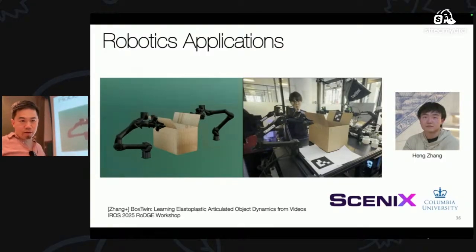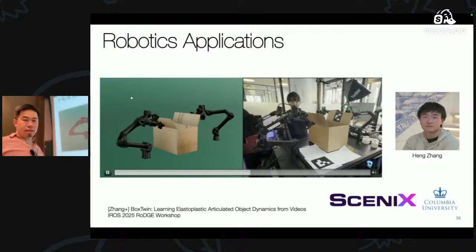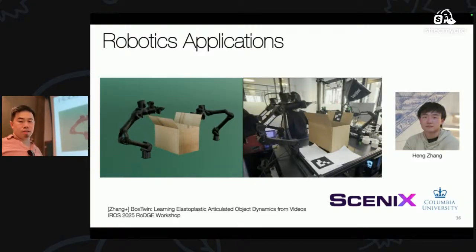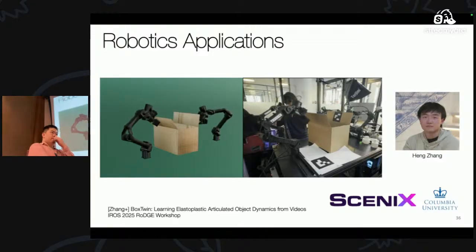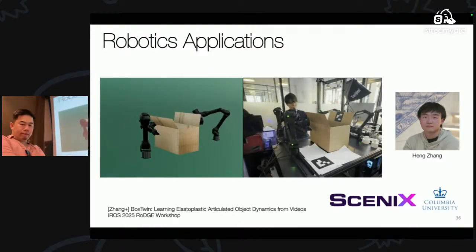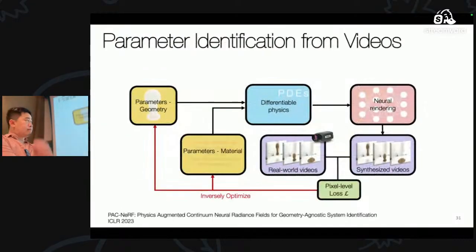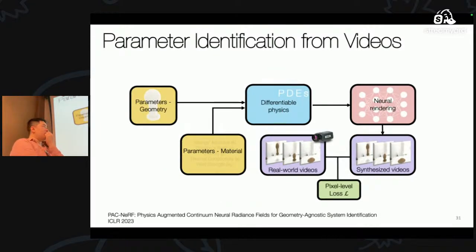Okay, questions, anybody? So the loss is completely differentiable? How did you formulate the loss such that it's differentiable? Right. The NeRF part was differentiable, and the physics simulation part is also differentiable. So the entire thing is differentiable.